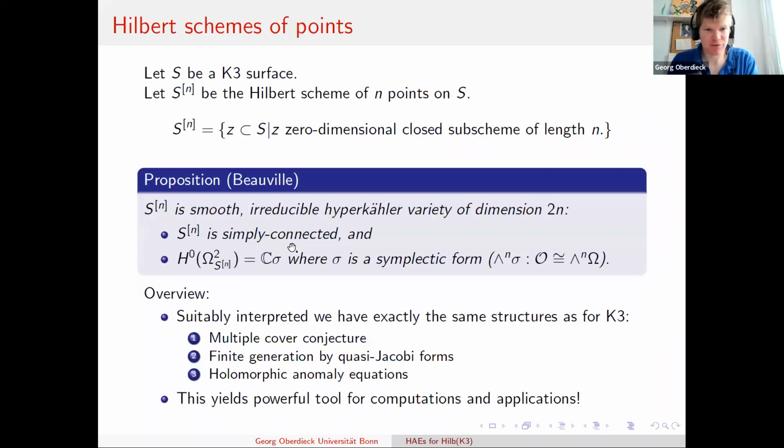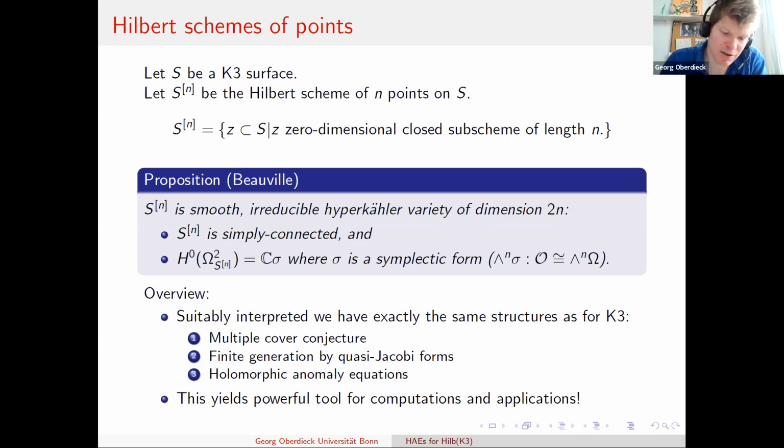Okay, so let me say a few words. Now I will come to the main part of this talk, the Hilbert scheme case. And that's, I think, an extremely beautiful geometry. So we start with S, the K3 surface, and then there's S^[n], which is the Hilbert scheme of n points on this K3 surface. As I said, it parameterizes closed subschemes of S which are 0-dimensional and have length n.